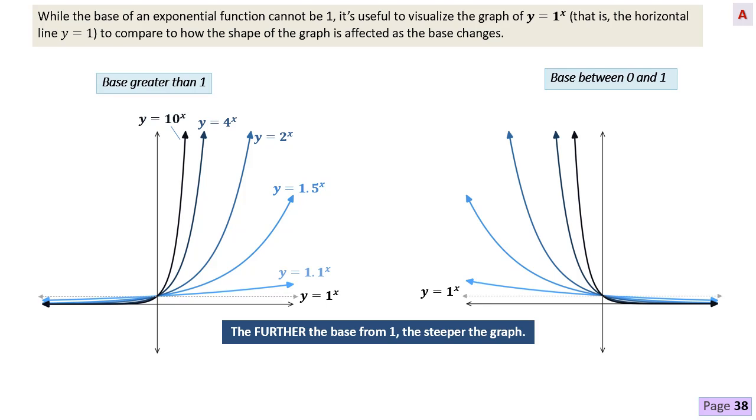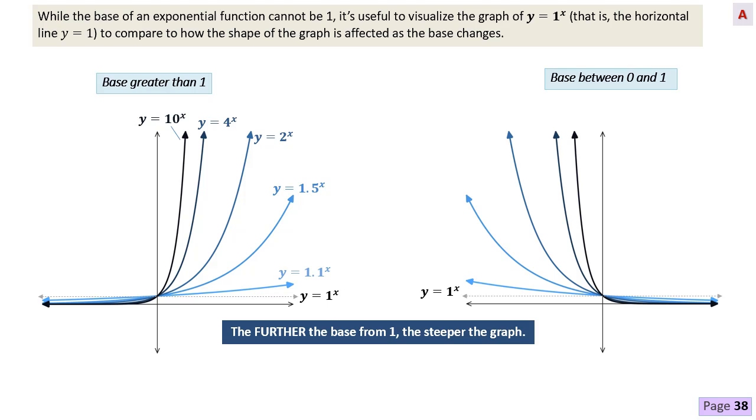Now, even though the base cannot actually be 1, if we picture the graph of y equals 1 to the x, it'll help us see a progression as we increase the value of the base. Y equals 1 to the x is a horizontal line. Regardless of what value is put in place of x, it will always output a height of 1. Well, if we replace this 1 with 1.1, we'll see a graph that is now climbing, but it's going to climb slowly relative to other bases.